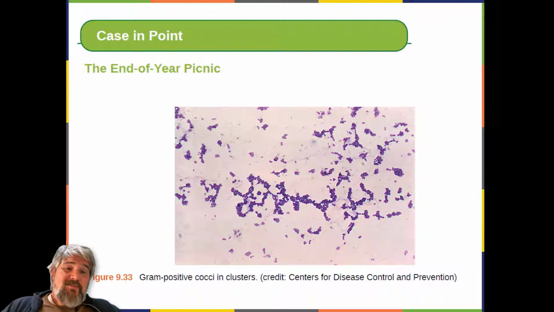What are some other factors that might have contributed to the rapid growth of Staphylococcus aureus in the chicken salad? Why would Staphylococcus aureus not be inhibited by the presence of salt in the chicken salad?